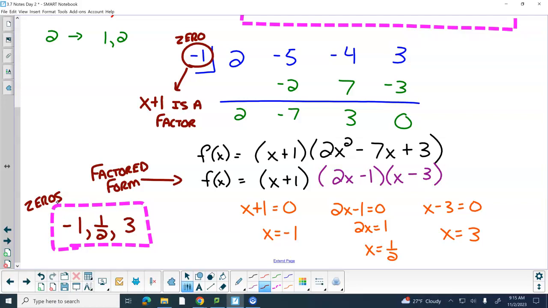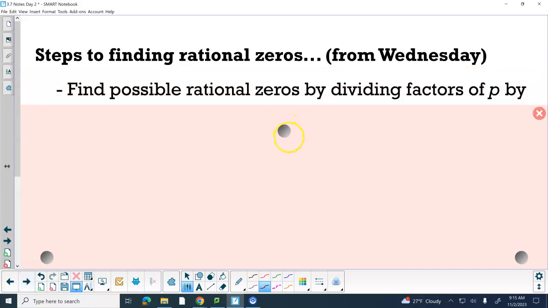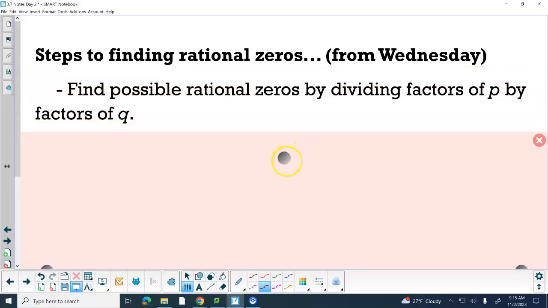Good. Love it. Okay. So from yesterday, our steps to finding the zeros. So first off, we said yesterday, let's find all the possible zeros of the function by taking the constant factors. Oops, I forgot stant.